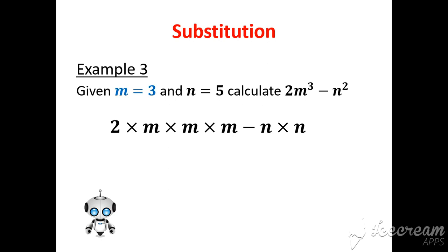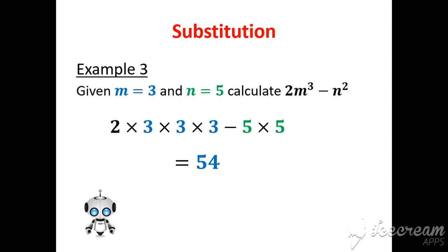Now, m is 3, so let's replace all the m's with 3. n is 5, let's replace all the n's with 5. And let's work out the value of this. 2 times 3 times 3 times 3 is 54, minus 5 times 5, which is 25. 54 minus 25 is the answer, which is 29.